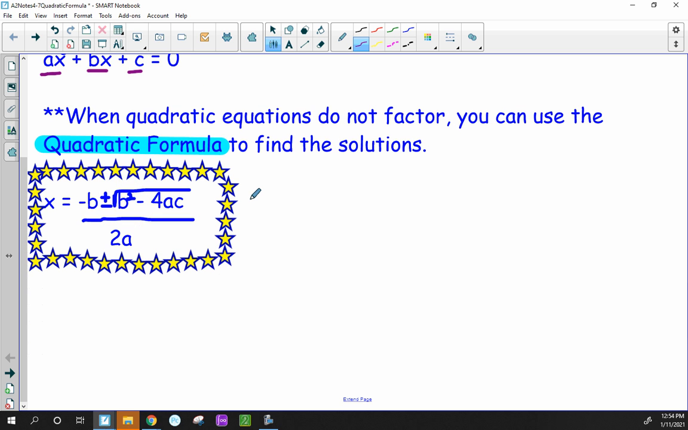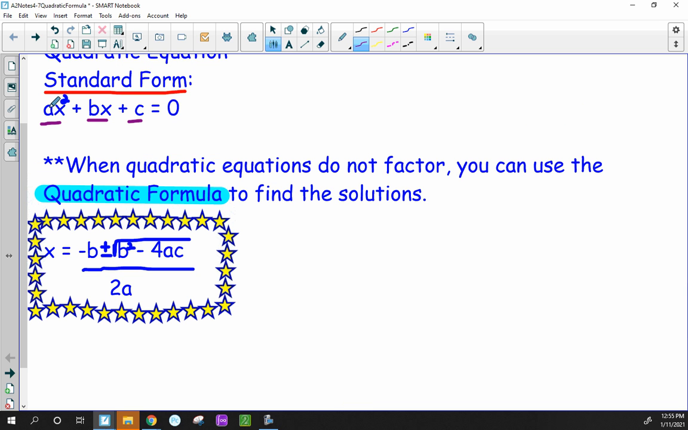It always works. To find the solution for x, you're going to follow this formula: negative b plus or minus the square root of b squared minus 4 times a times c, all divided by 2a. The a is the coefficient of the quadratic term, the b is the coefficient of the linear term, and the c, again, is just the constant number.